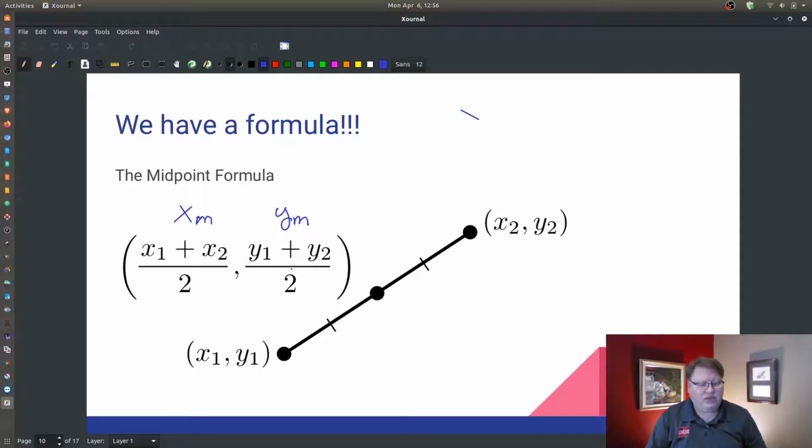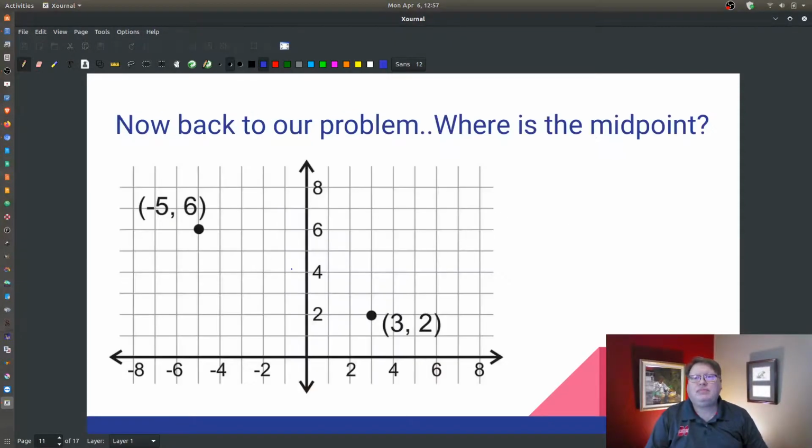So let's see if we can do this problem. Back to our problem, and I'll draw our segment back on here. So this is the segment we're trying to find the length of. I'm sorry, I don't want to find the length. I want to find the midpoint. I'm back on our other lesson.